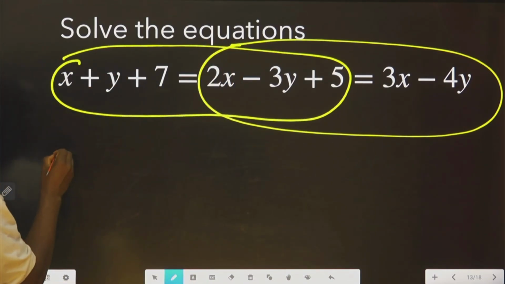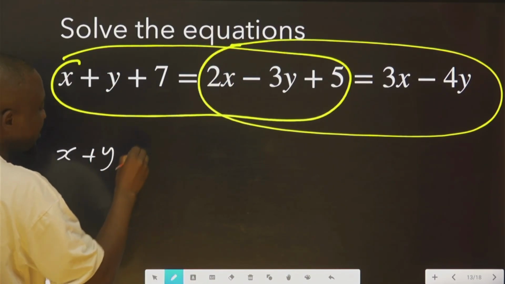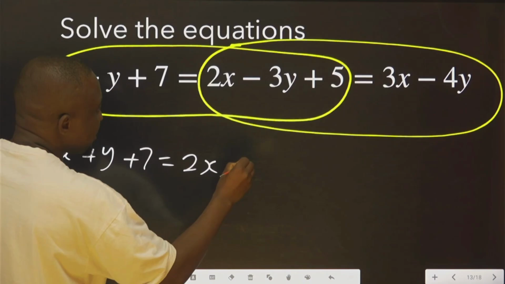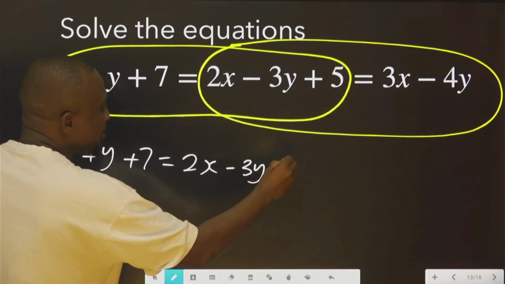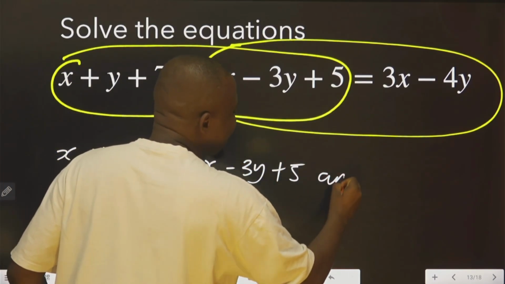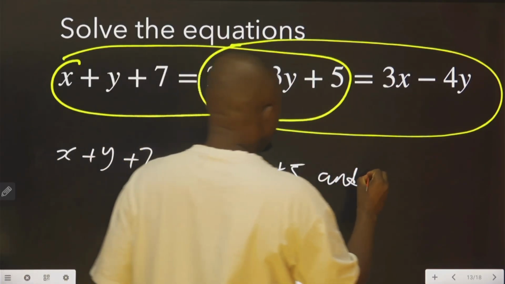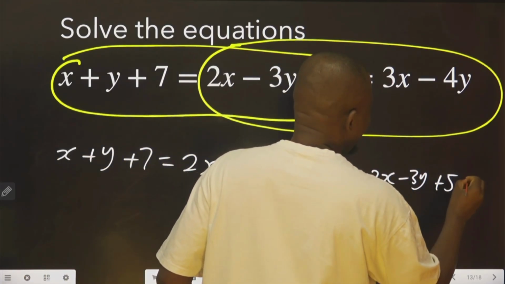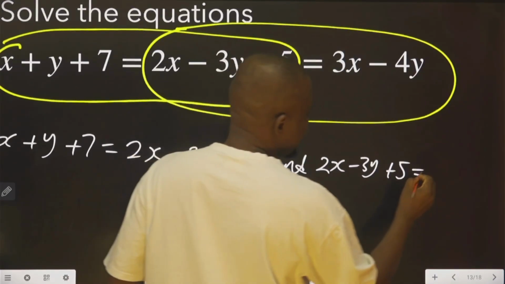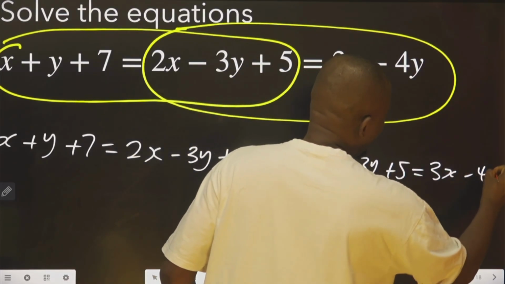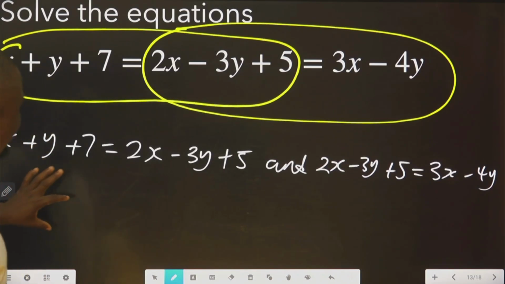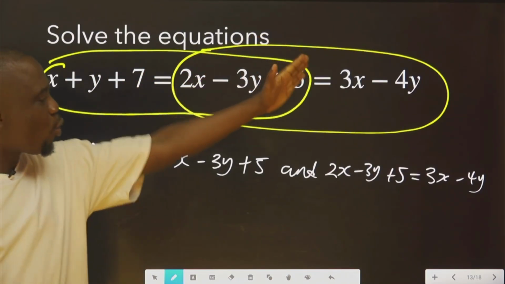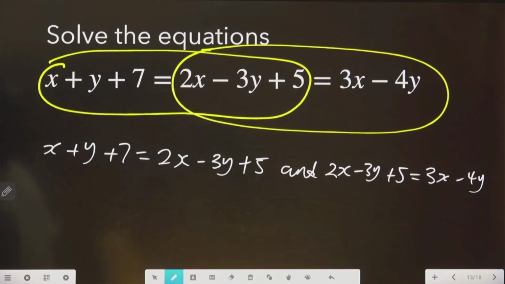How? By saying x plus y plus 7 is equals to 2x minus 3y plus 5. And this one too, 2x minus 3y plus 5 equals to this. That is 3x minus 4y. Of course, because you can see equality. This is how to separate them.